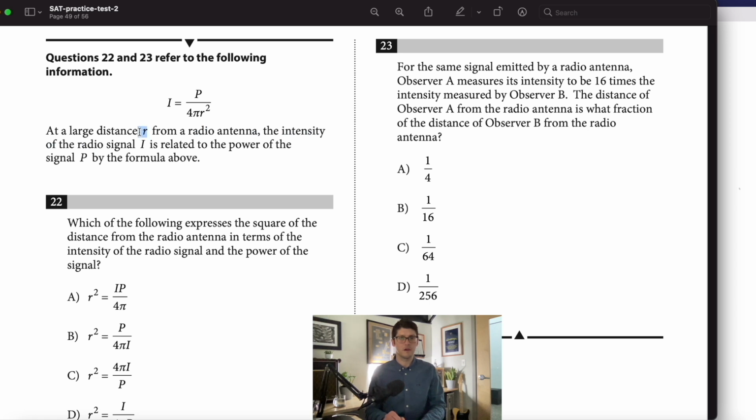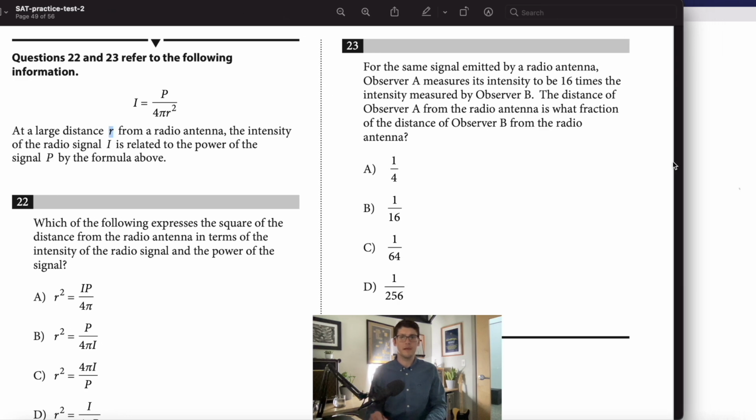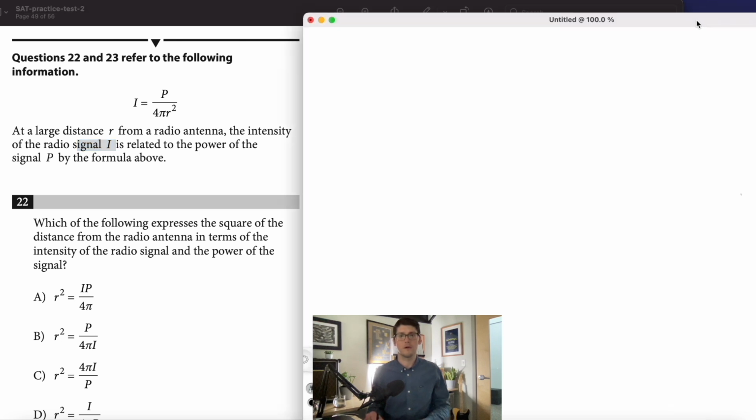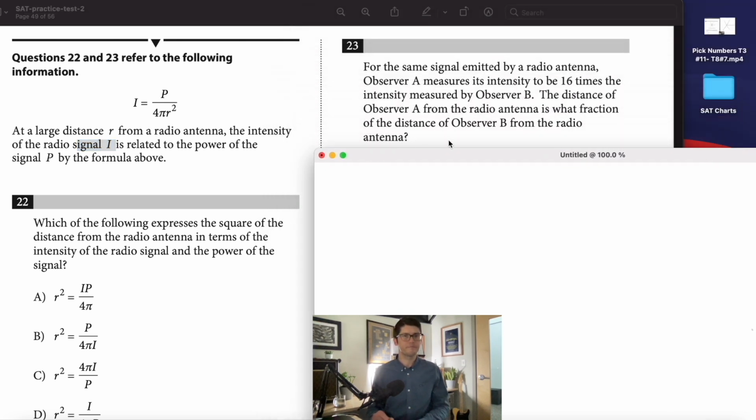Right? So there's R. So what are we going to do? Well, let's make 16 times the distance 16 times bigger. Okay, well, let's pick some easy numbers. It sounds like nothing else changes other than the distance. The signal, the same signal, the signal is I, signal doesn't change, and certainly P is the power, which doesn't change.